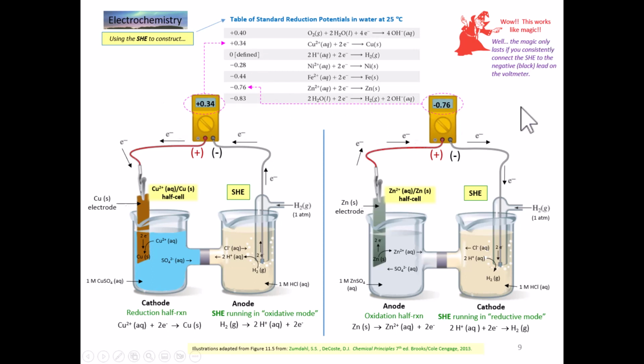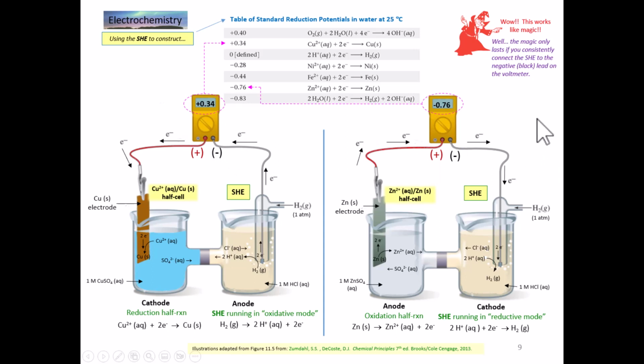As I note here, this all looks like magic, but the magic ends if you don't keep the voltmeter hooked up in the same way. So in other words, I didn't switch the leads on the voltmeter. We've always got the standard hydrogen electrode connected to the black wire, the negative side of the voltmeter.